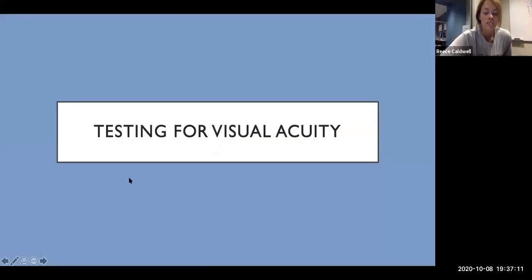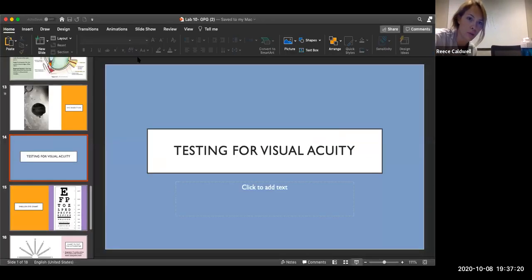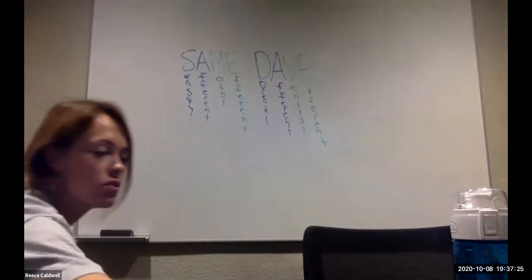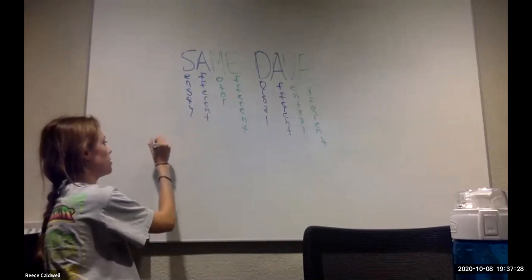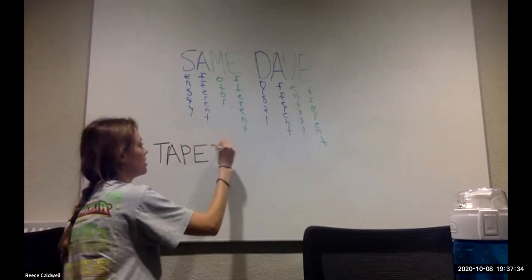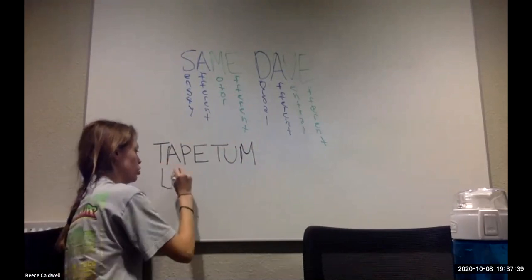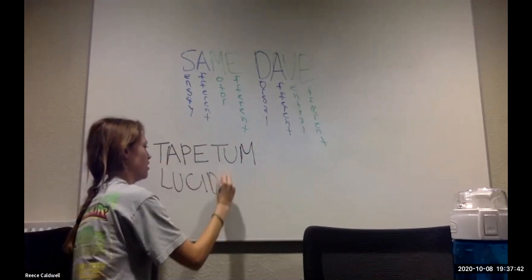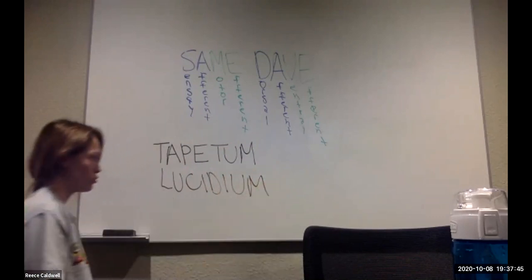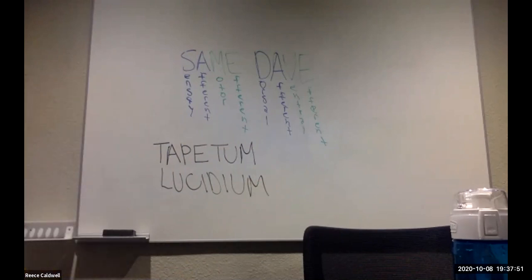All right. So I'm going to spell out tapetum lucidium for y'all real quick because that's a weird word. And again, that functions for animals' night vision. So the tapetum lucidium gives animals night vision. T-A-P-E-T-U-M, tapetum, lucidium, L-U-C-I-D-I-U-M, tapetum lucidium.